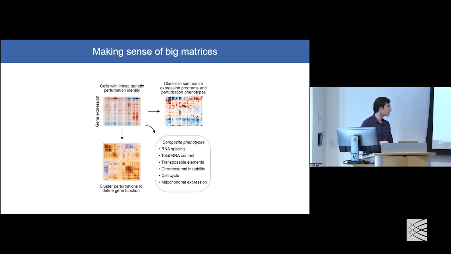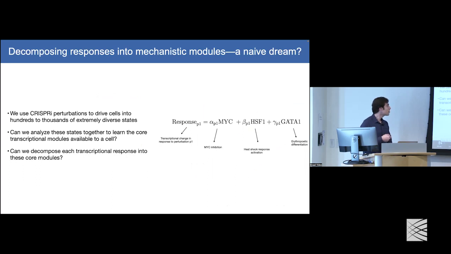We can certainly cluster perturbations to define gene function. We also tried to summarize expression programs. We use these CRISPRi perturbations to drive cells into hundreds or thousands of extremely diverse transcriptional states. And our hope is that we can analyze these states together to learn the core transcriptional modules that are available to a cell, at least within a specific cell type, like these K562 cells. And our dream is to decompose each transcriptional response into these core modules.